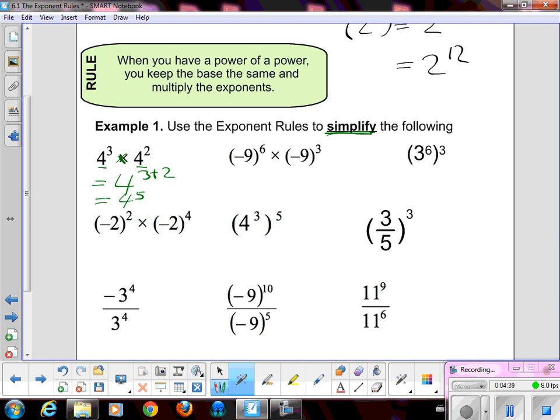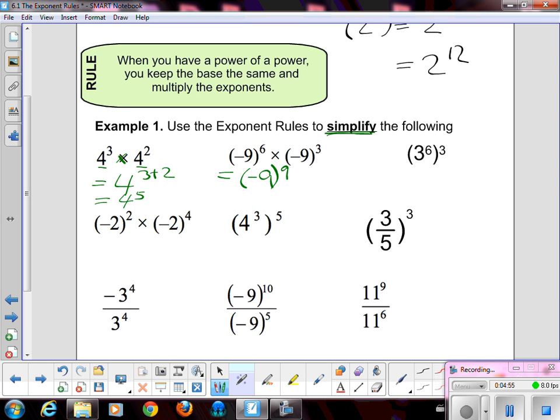Okay, now the next one beside it, our base here is -9, so I have to put a bracket around that so that I know the negative is being affected for my base. And again, I'm multiplying, so I add the exponent. 6 plus 3 is 9.